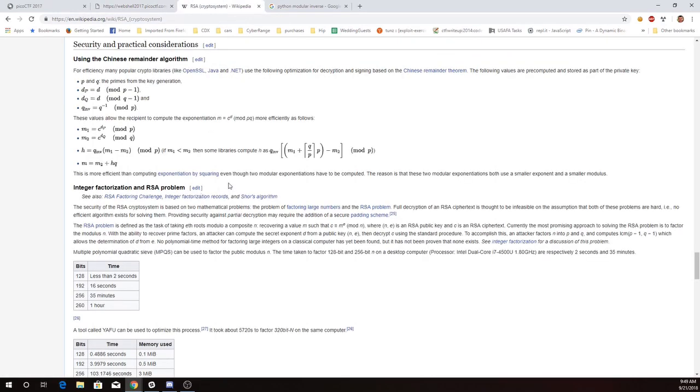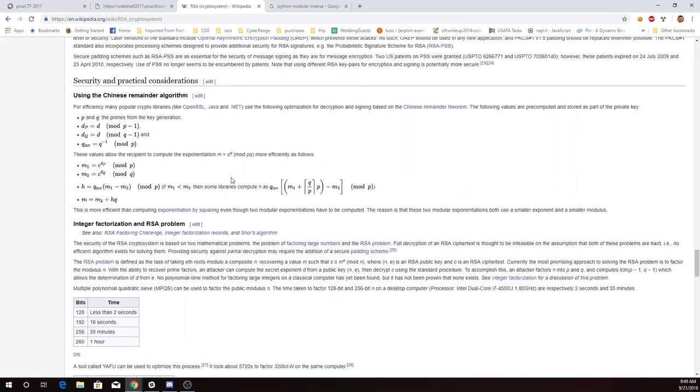So let's look here at the Wikipedia page for RSA. If we scroll down a bit, it tells us that there is an efficient algorithm that uses the Chinese Remainder Theorem. And there's DP and DQ, which are D mod P minus 1 and D mod Q minus 1. Now in order to compute the value, we apparently also need Q inverse, which would be the multiplicative inverse of Q mod P. We don't have that, but we can easily compute that.